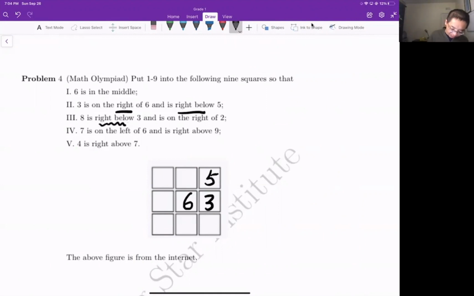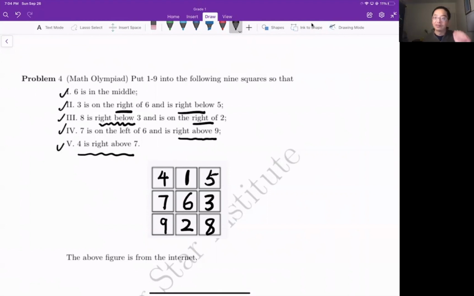And 8 is right below 3. And it's on the right of 2. So 8 is on the right of 2, so 2 is here. And 7 is on the left of 6, but it's right above 9. So 9 is here. And 4 is right above 7. Now what is this? It's 1 because 1 is missing. So 1 is right here. And that's how we put these 9 numbers according to the 5 given rules.